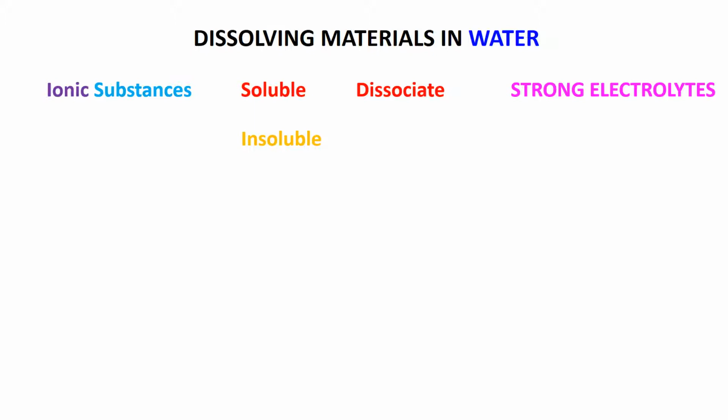This allows them to conduct electricity. We describe such solutions as containing strong electrolytes. A soluble ionic compound, when it dissolves in water, is a strong electrolyte. Now, of course, there are also ionic compounds that are insoluble in water. They're boring. Now, if it's not ionic, and it's not metallic, it must be covalent.